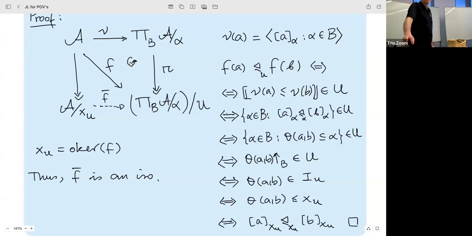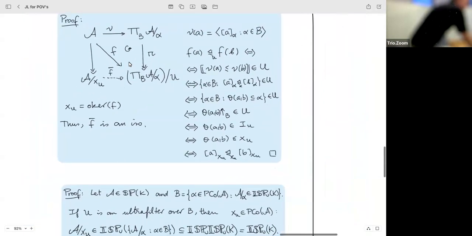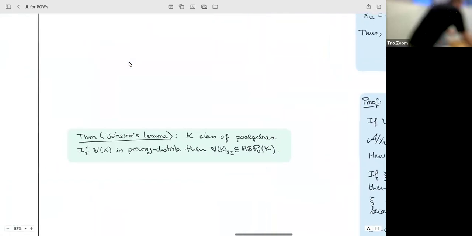Therefore, this is the ordered kernel of that, and therefore we have an isomorphism. So that's the first part, and the second part is just Jonsson's lemma.